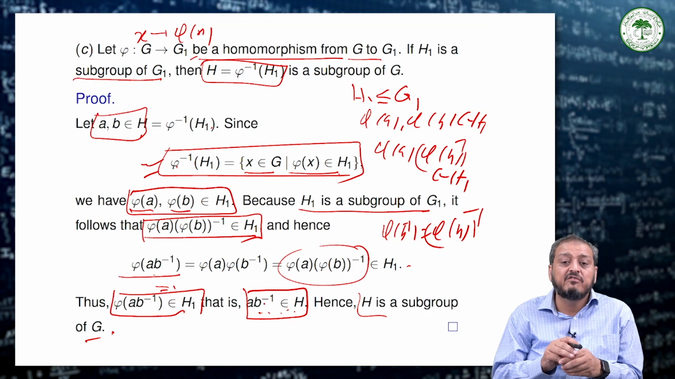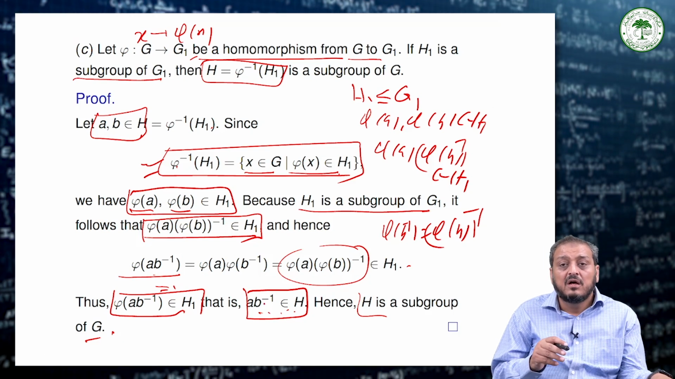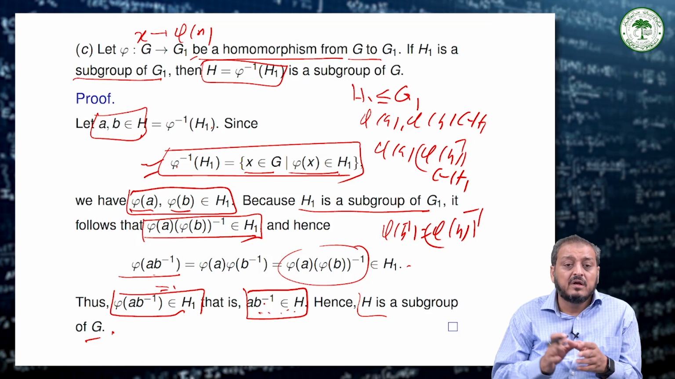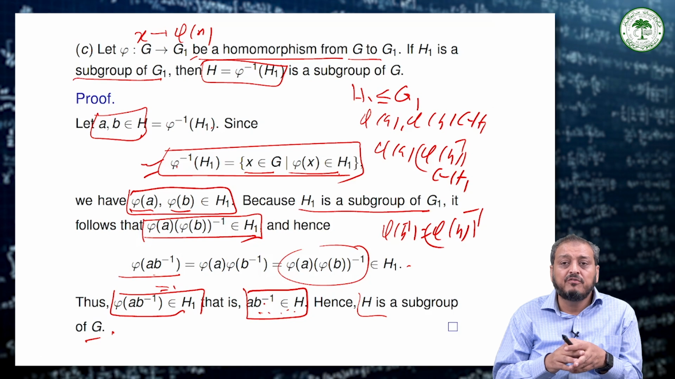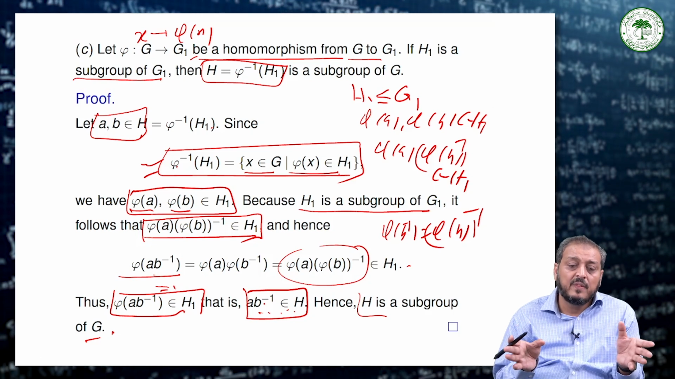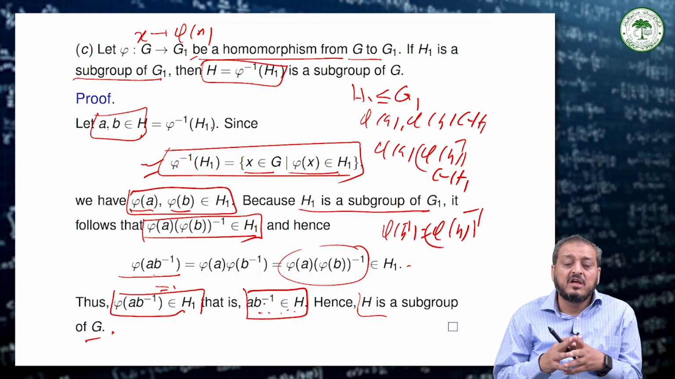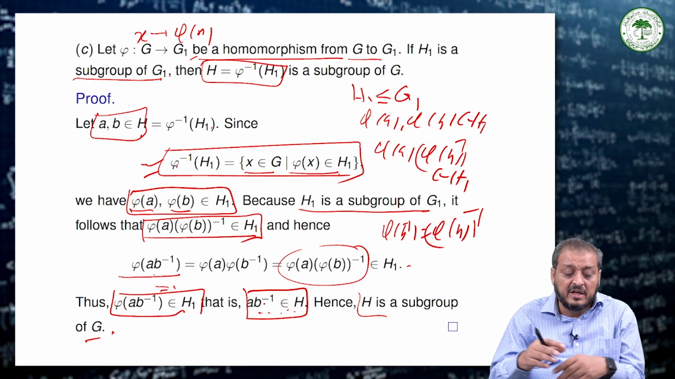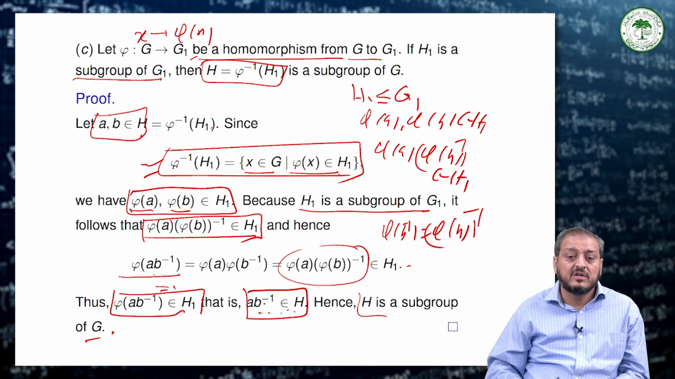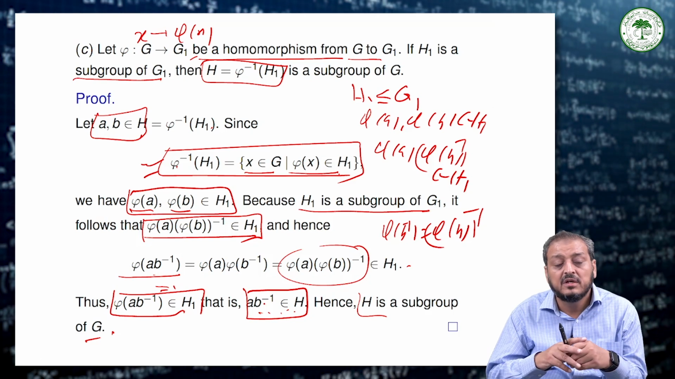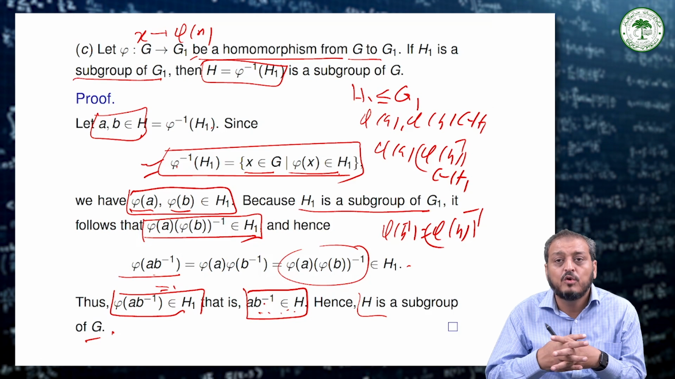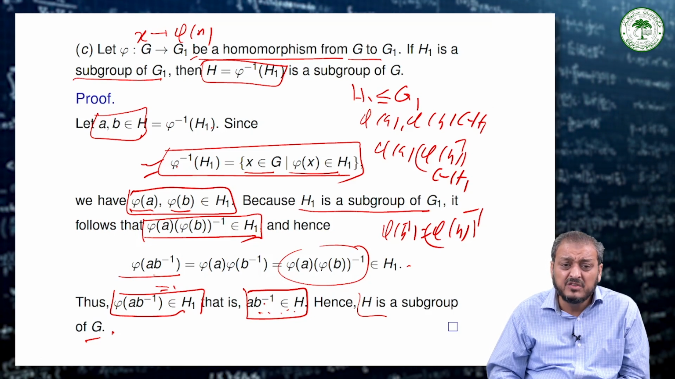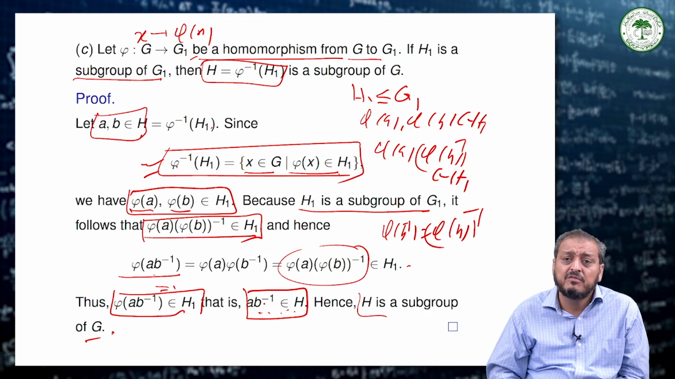So this means clearly we have proved the third part, the C part, of this theorem, where phi is a homomorphism and H1 is a subgroup of G1, then phi inverse H1 is a subgroup of G, and H is in the form of phi inverse H1, which is a subgroup of G.